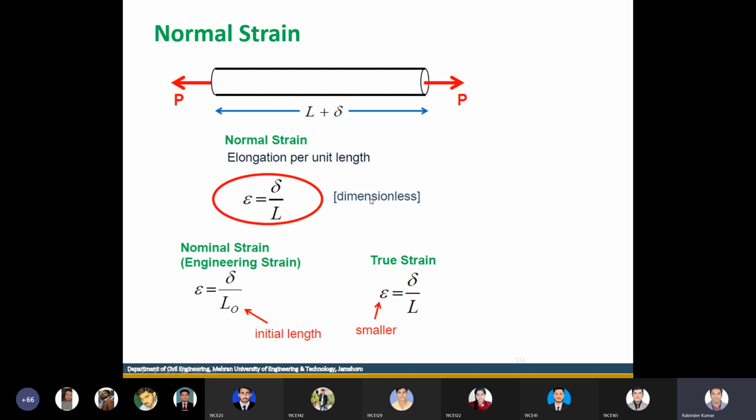So now there are further two types. One is nominal strain or engineering strain and one is true strain. What is the nominal strain? What is true strain?